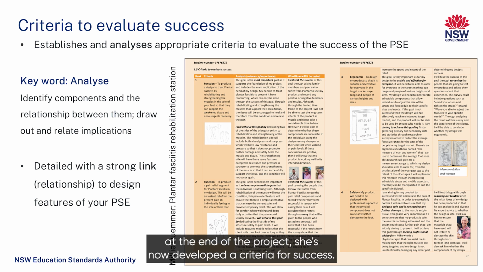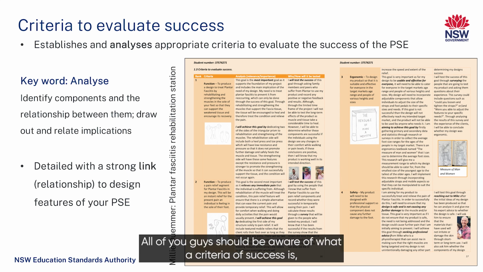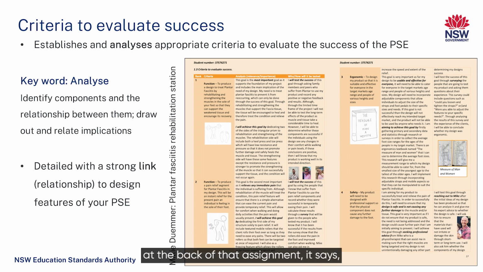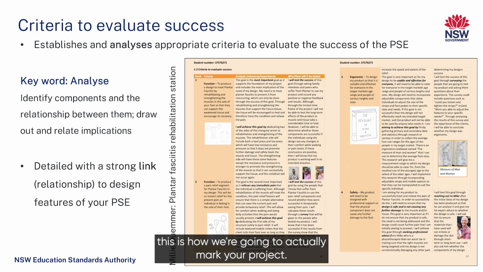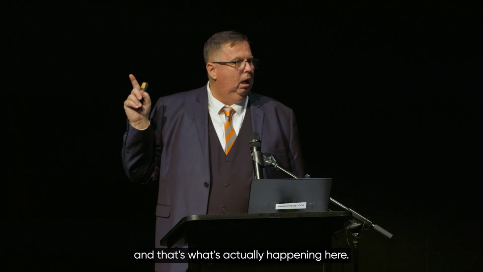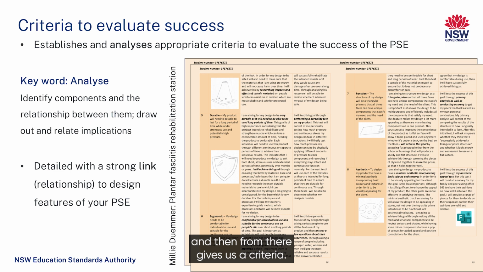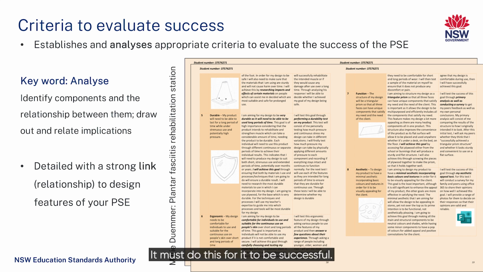So now, to understand if Millie is successful at the end of the project, she's now developed a criteria for success. All of you should be aware of what a criteria of success is, because every time you've got an assignment, at the back of that assignment it says, this is how we're going to actually mark your project. That's what this is. I know I will be successful at the end of this project if I meet this criteria. And that's what's actually happening here. Clearly laid out, describes the situation, helps support it with images here so we can get a better understanding of it, and then from there gives us a criteria. It must do this for it to be successful.